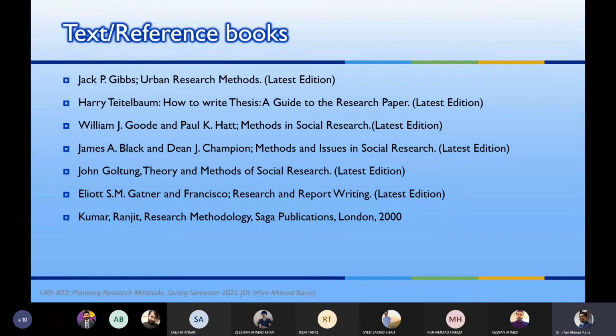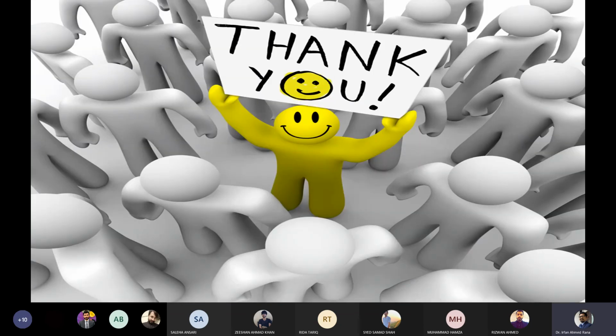These are some reference books which are readily available in the library, and some of you students have also raised a question in the feedback that you don't have access to soft copies of these books. I'm not sure if the library will help you there, but I will be personally uploading all these books. If I have the soft copy with me, I'll upload all these books on your LMS, and then you can review them at your own convenience. So this is a general introduction to your subject, in which we will be focusing on planning research methods.